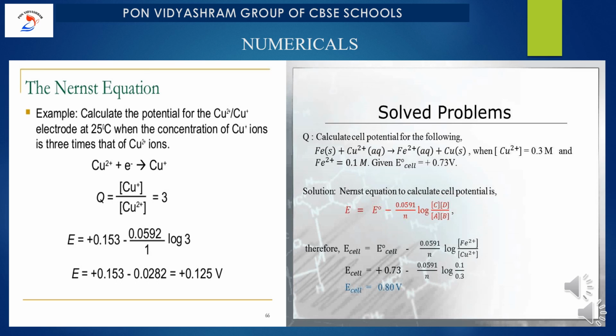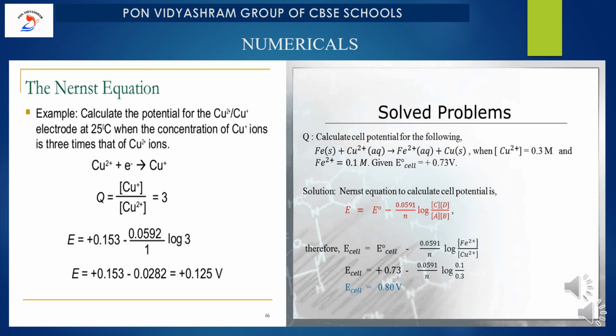Now, we will substitute the Q value or K value in the main equation, the Nernst equation. Please remember, the value will be given, so no need to memorize this. So, E is equal to E cell minus 0.0592 divided by 1. 1 is the number of electrons involved in this process. Here Cu2+ gains 1 electron to convert into Cu+. So, the number of electrons involved, N, is equal to 1.